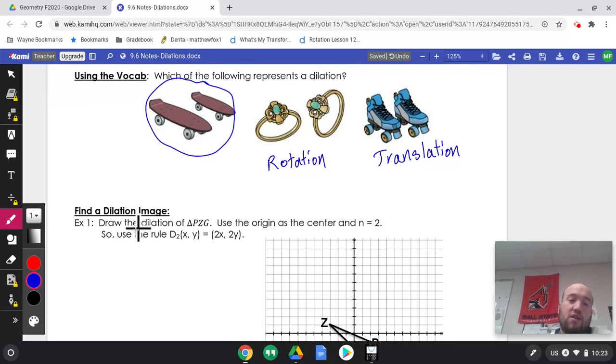The other way here, you see the rule D2 of (x, y) equals (2x, 2y). Because the dilation was by 2, we multiply that with each of those. So 2 times x is 2x, 2 times y is 2y.